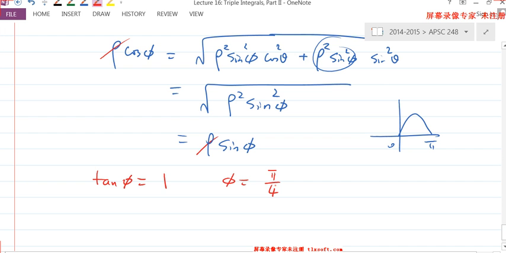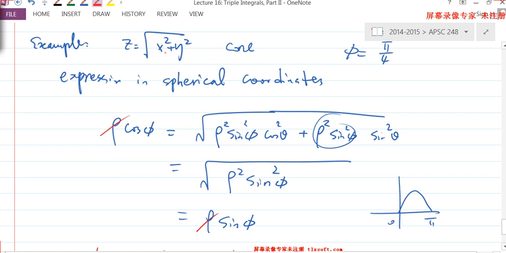So phi equal to pi over 4 represents the same cone as z equal to square root of x squared plus y squared, and z equal to r. It represents this same cone right here, just from a different perspective.